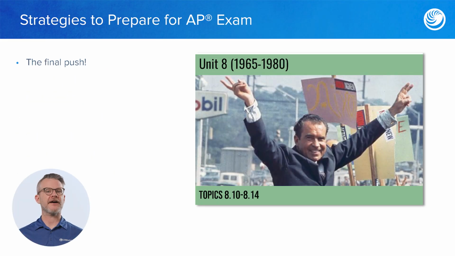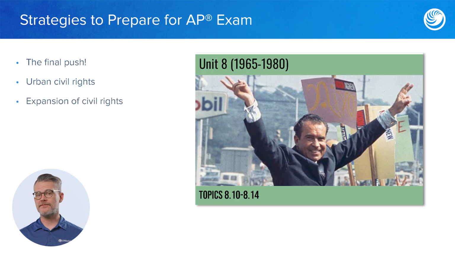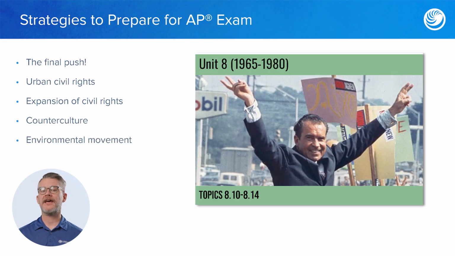Okay, here we go. The final push through Unit 8 and into 9. Now it's time to hit topics 8.10 through 8.14, such as urban civil rights, the expansion of the civil rights movement, the counterculture, the environmental movement, and finally détente and Nixon's foreign policy.